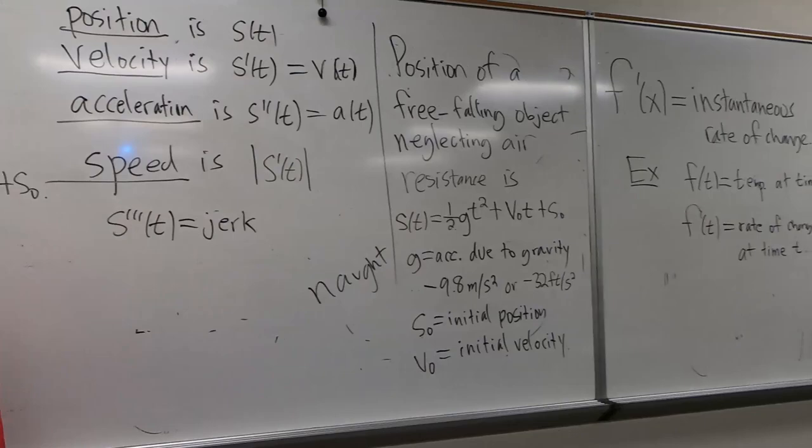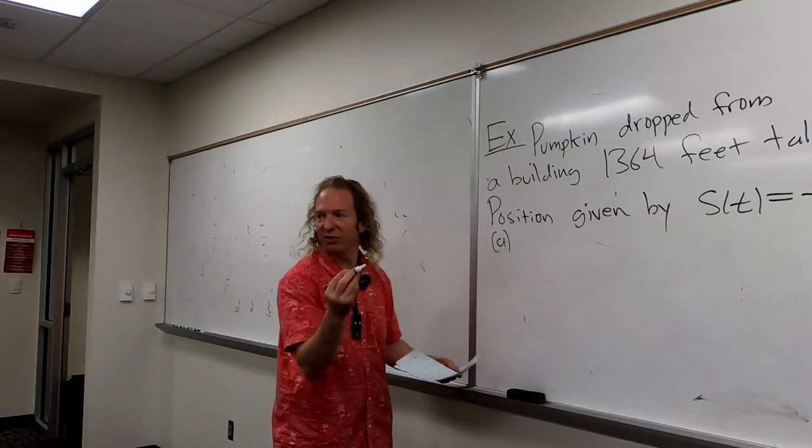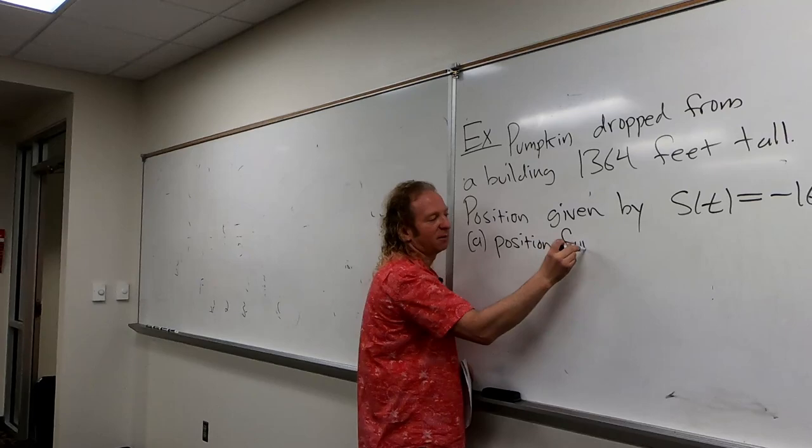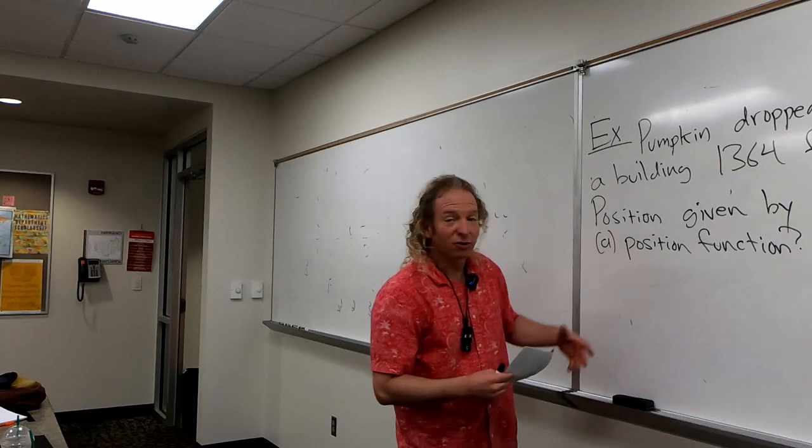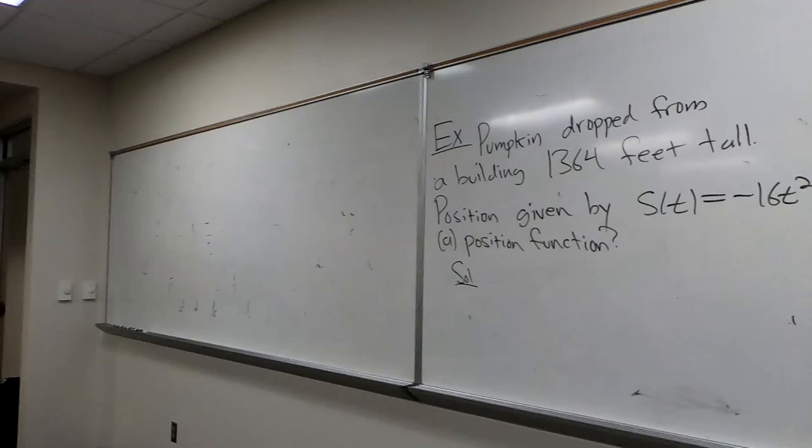So part A, we want to find the position function. Pretty easy problem. We'll go through all the parts slowly. So solution. Let's draw a picture and visualize what's going on. Let's try to think about what's happening. I like to draw pictures.